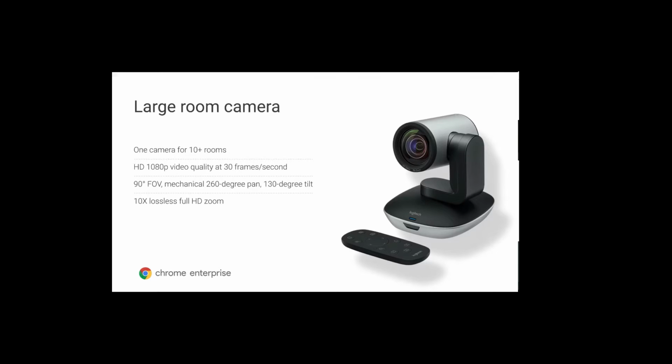As I said, there are multiple cameras, and if you have a really large room, your customers are going to need a better camera for those types of rooms. This shows an example of what a large room camera looks like. It gives you higher video quality, and it does more in the degrees that it can pan and tilt. This one can physically move itself instead of just having a fixed field of view. It has a 90 degree field of view plus the ability to pan and tilt.